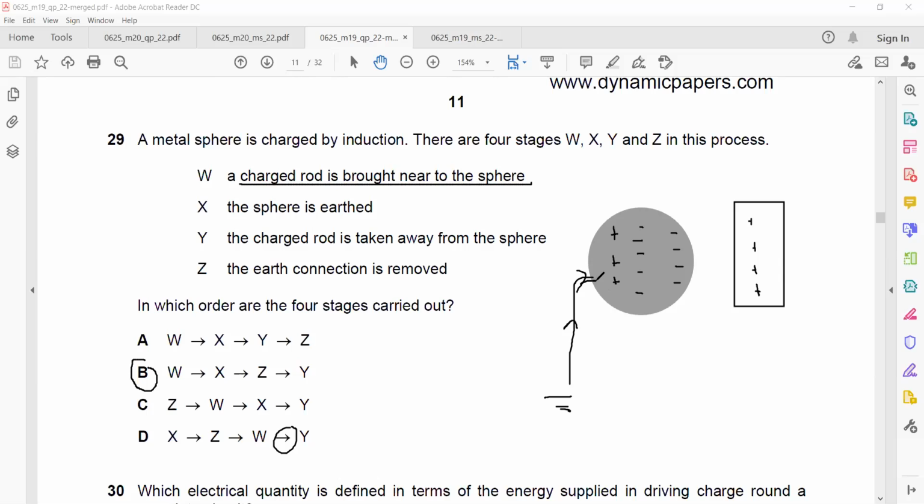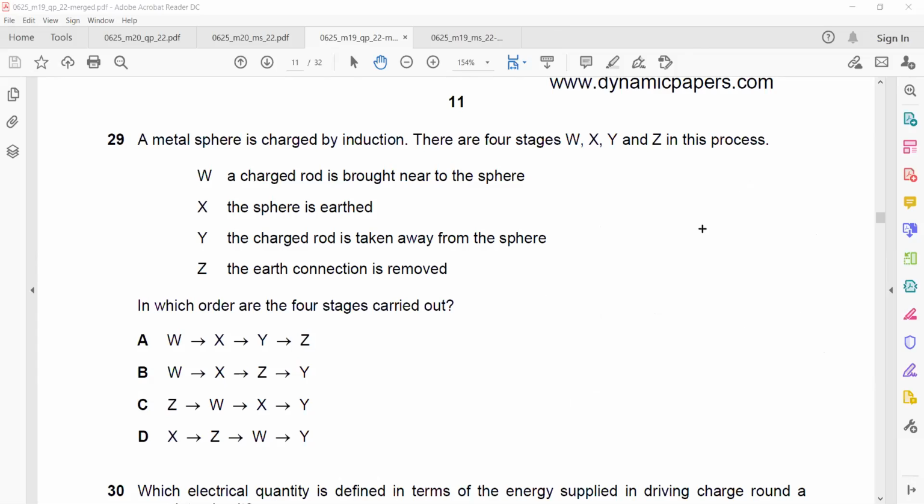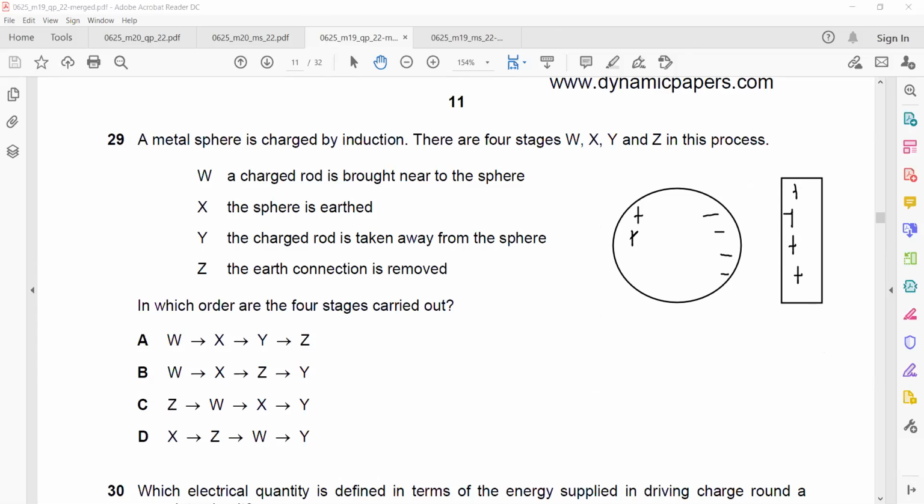Clear? Then we connect an earthing wire. When we connect an earthing wire, the charges will flow in. So the majority of them will be opposite charge. Then which one should we remove first? We should remove the earthing wire first, because when I remove the earthing wire first, the charges cannot return back to the earth. And then at the last, we will remove the charged rod. If you remove the earthing at the last, it will not be permanently charged. Why will it not be permanently charged? For example, you have a positive charged rod, you can bring a negative one as well. If you bring a positive charged rod, it creates a distribution of the charges, negative on one side and positive on the other side.